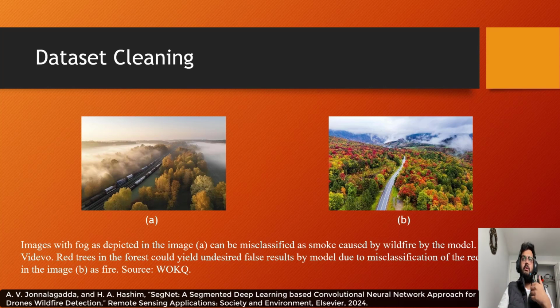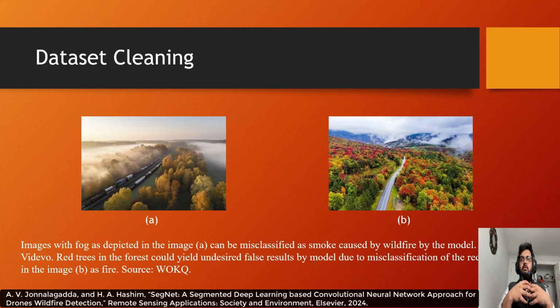Additionally, images captured during the fall season pose a unique challenge. This is because of the autumn coloring of trees. Shades of orange, red, and maroon resemble the colors of flames. When you look at the image shown on the left hand side of this slide, you can see that the fog can be misclassified as smoke caused by wildfire by the model. On the right hand side, you could see the red trees in the forest that could yield undesired false results by the model due to misclassification of the red spots as fire spots in the image.